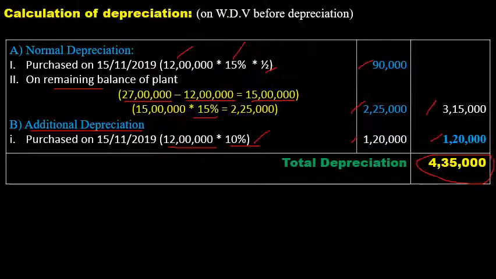So that's about how to calculate depreciation for plant and machinery whenever there is a new plant. So that's about normal depreciation and additional depreciation. The method of calculation is the same for all classes of assets. Normal depreciation is the same, whereas additional depreciation is only applicable for plant and machinery, that too new plant and machinery.